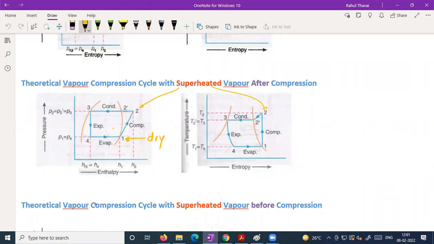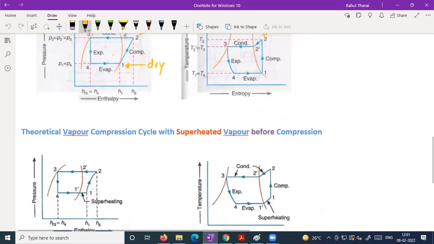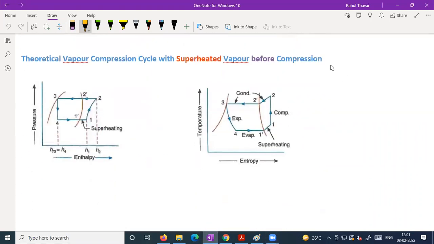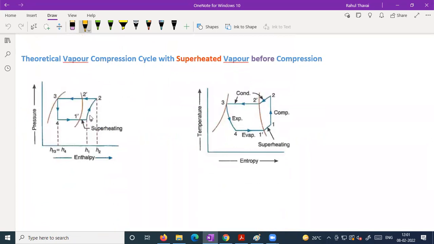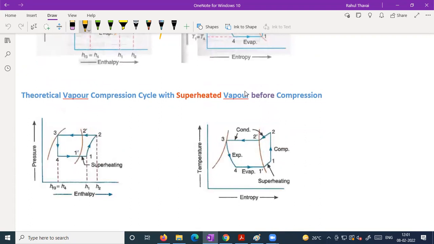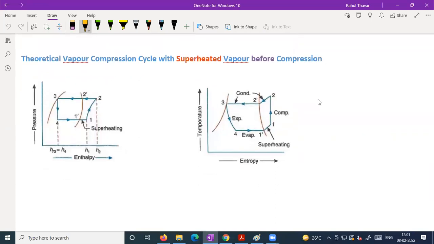Okay, now let us go to the next condition. We should have a superheated vapor before the compression. You can check. See here, all of you. Point number one was on the dry. Now when you check point number one, it is in the superheated region. Because what do we want? We want the vapor to be superheated before the compression. So at point number one, we want it to be superheated.